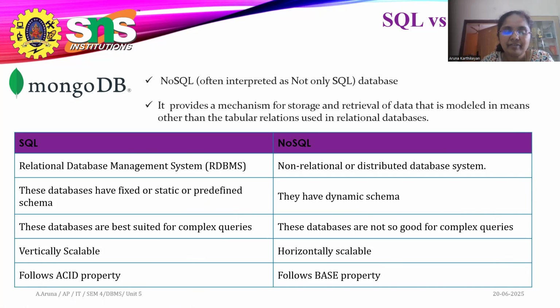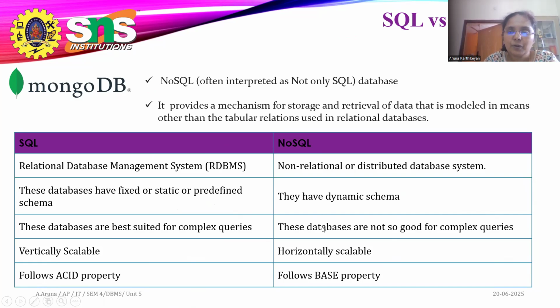What is the difference between SQL and NoSQL? SQL is an RDBMS. Here it is a non-relational or distributed database. In SQL, the schema is fixed; we have to use a predefined or static schema. Here the schema is dynamic. There is no certain schema to be followed. Based on whatever data we give, it will take the input and process it. The next thing is that SQL is suitable for complex queries, whereas NoSQL is not good for them.